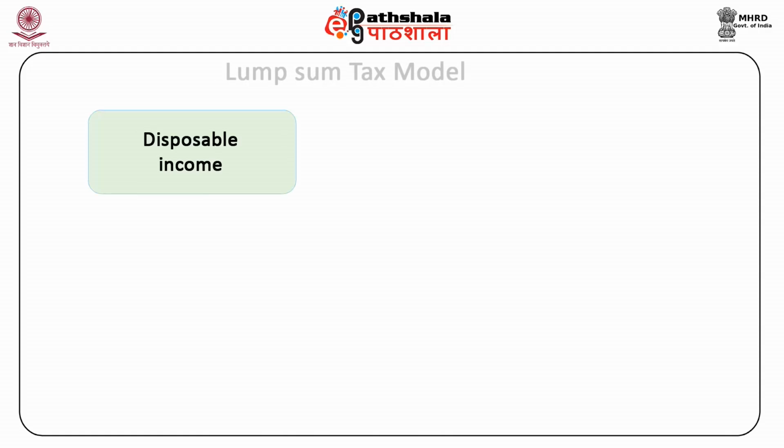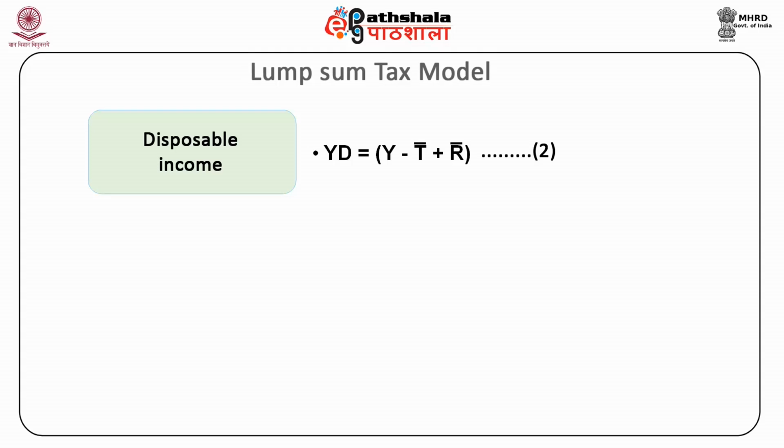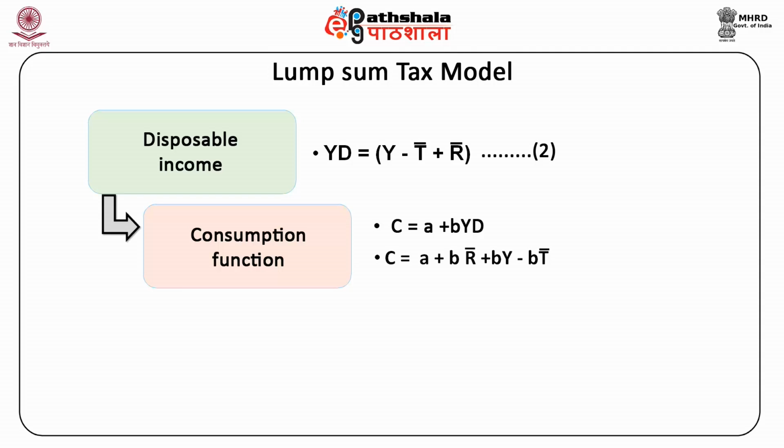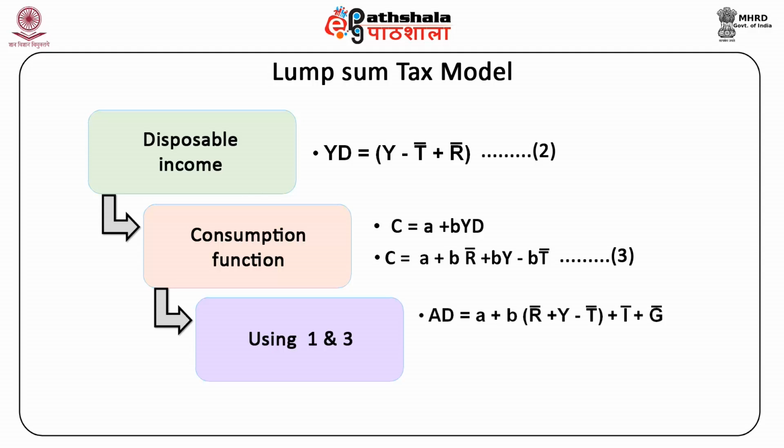In this model, disposable income is given by YD equals Y minus T bar plus R bar. This is equation 2, where lump sum taxes equals T bar and transfer payments equals R bar. Consumption function is now given by C equals A plus B YD, C equals A plus B R bar plus BY minus BT bar. This is equation 3.